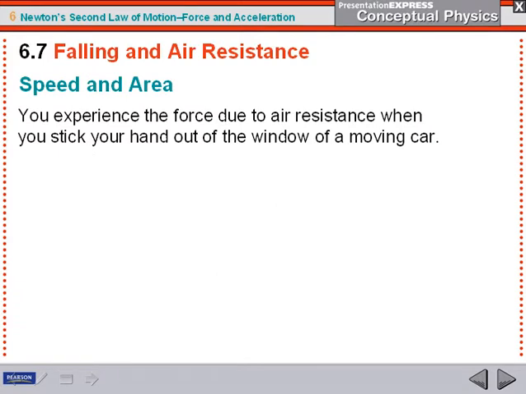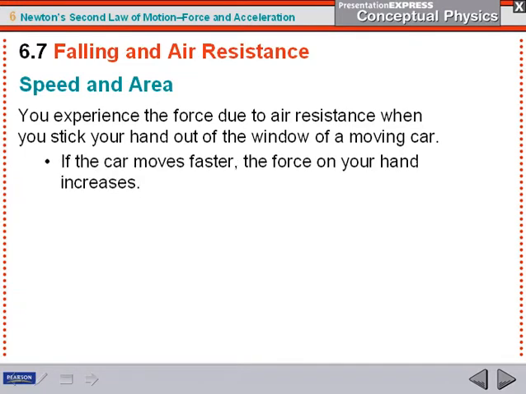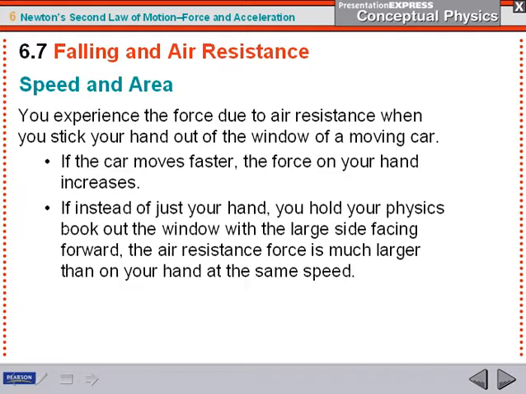So you experience the force of air resistance when you stick your hand out of the window of a moving car. And I want you to try this the next time you're out in a car and you have the window rolled down. As the car moves faster, the force on your hand increases. So you can just put your hand out of the car and step on the accelerator, and you're going to feel your hand being pushed back.